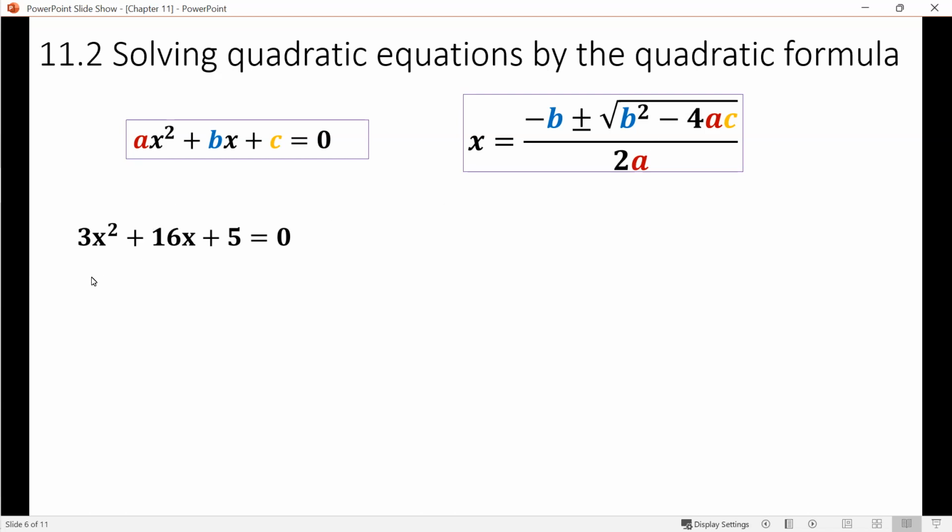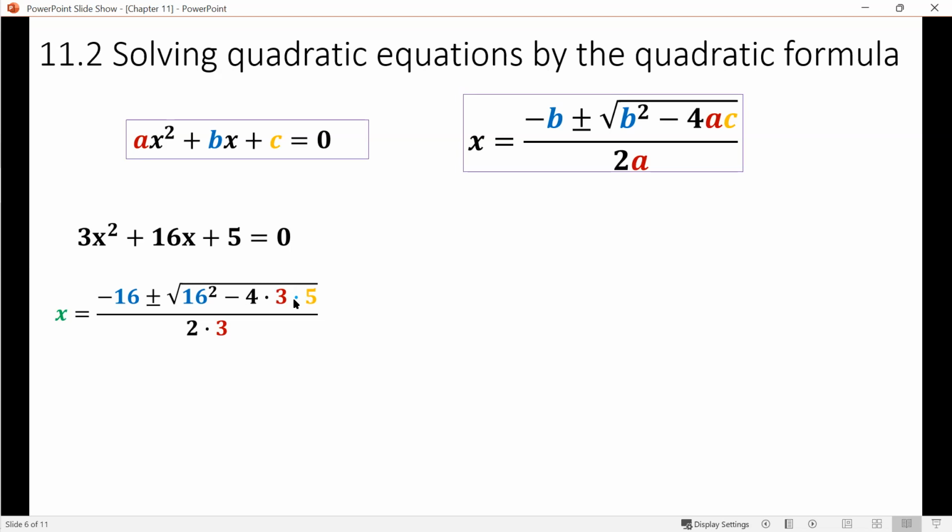So we've got this first example, 3x squared plus 16x plus 5 equals 0. We need to identify what a, b, and c are, and then plug them into our equation. So our a is 3, our b is 16, and our c is 5. We're going to plug those pieces into the equation, and then you just work through it using PEMDAS.